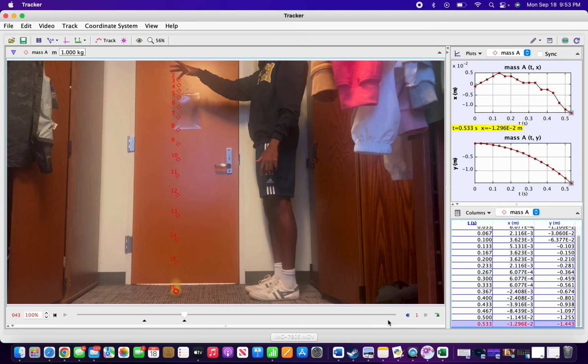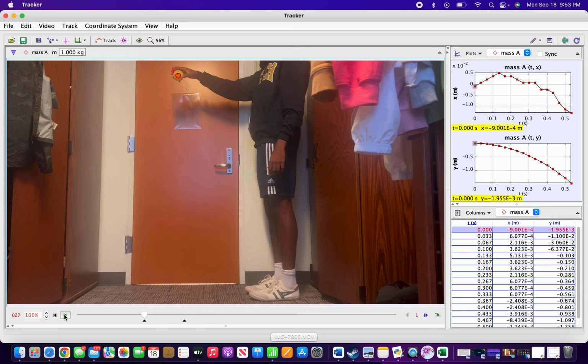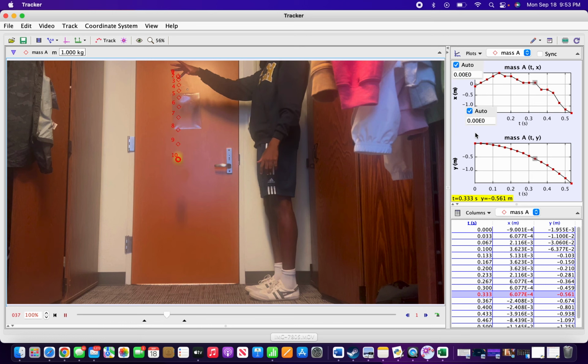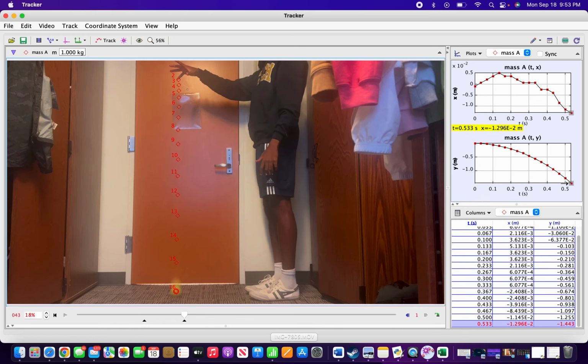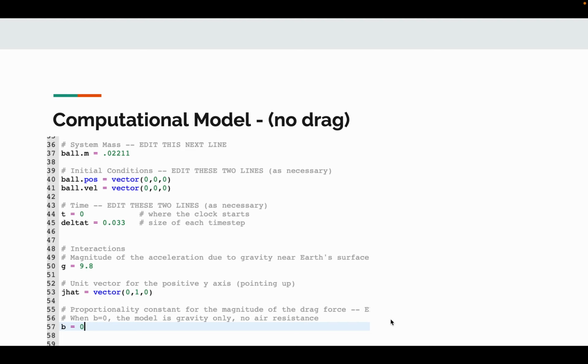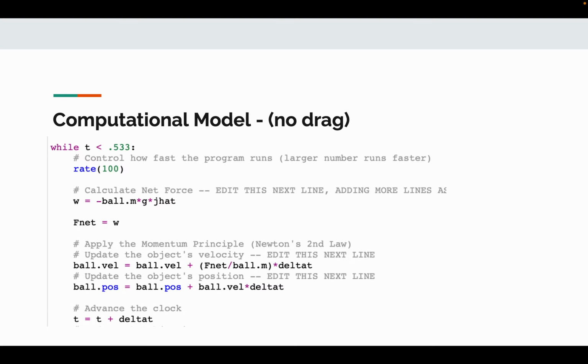Now we go into Tracker and we can see the motion of our falling object. As we see it fall, we can see the y value change with respect to time. Now if we go into our computational models, for no drag, we can see that g equals 9.8 and our b is 0. For our equations, we have the velocity update formula, the position update formula, and the force of gravity.